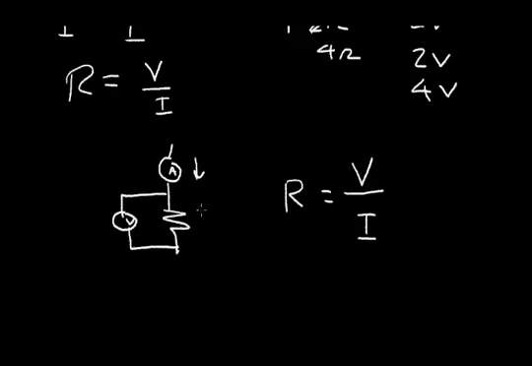So a large resistor means little current. An infinite resistor would be zero current. So if I is equal to 0 in this case, V divided by 0 equals an infinite resistance or an open circuit.